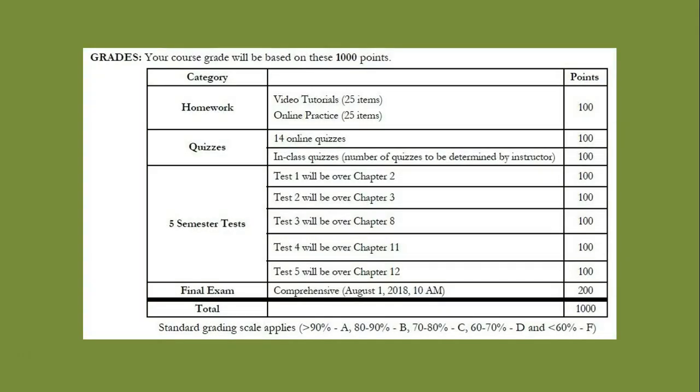Now when you look at the syllabus, you'll see how your grade is going to be determined, and you'll notice that under quizzes, 100 of the 1,000 points you have available to earn will be on those in-class quizzes. You'll also notice that there are 5 tests and a final that are all in class. Those assignments are things that you will be doing on your own. You will not be working with a group on those.